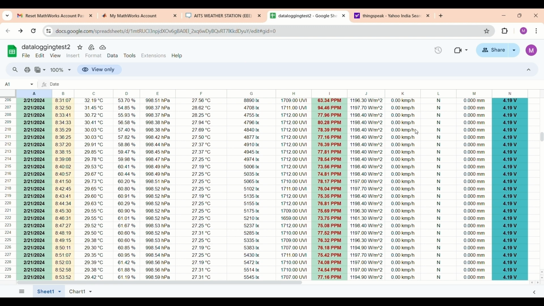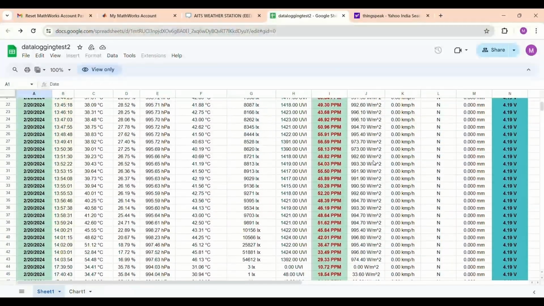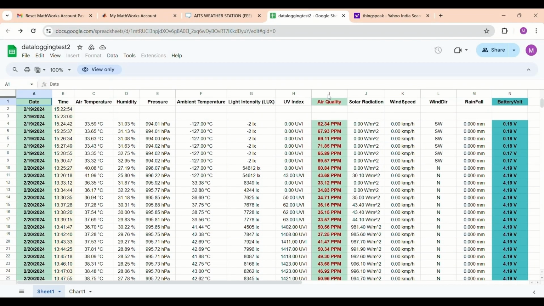Okay guys, up to this point we have explained the overall system hardware. Now we will explain the results of our system. Previously I said that the data collected by the NodeMCU will be sent to Google Sheets, which is a cloud platform. In that, all the data will be stored: date, time, air temperature, humidity, pressure, ambient temperature, that means external temperature, light intensity, lux level, UV index, air quality, solar radiation, wind speed, wind direction, rainfall, battery voltage. This data will be stored in the Google Sheet.